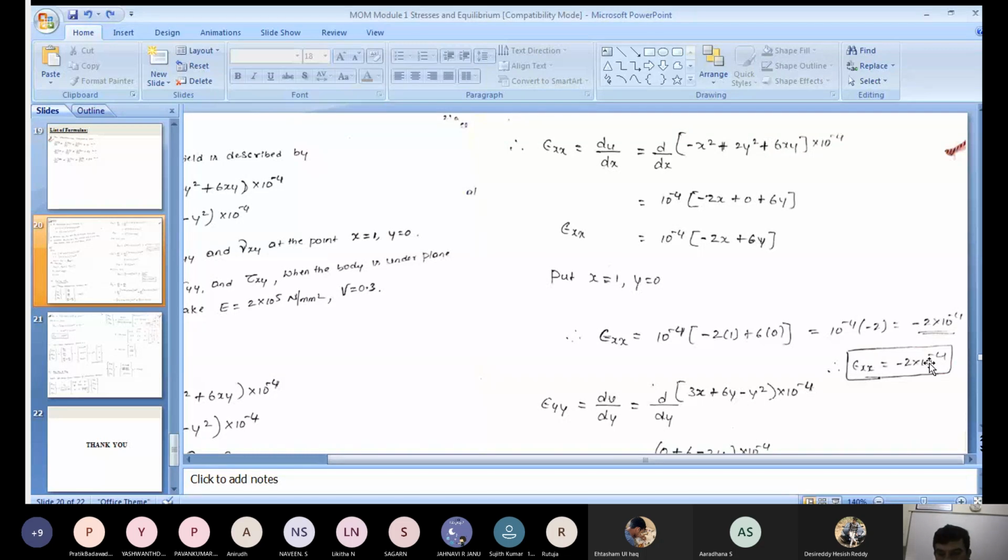Epsilon yy is equal to dv by dy. Now, what is the equation for v? v is 3x plus 6y minus y square, into 10 to the power of minus 4. Now differentiate that equation with respect to y. Now tell me the answer. I won't give the answer for you. You should tell, and I will verify whether it is right or wrong. 6 into 10 to the power of minus 4. Okay, one minute.